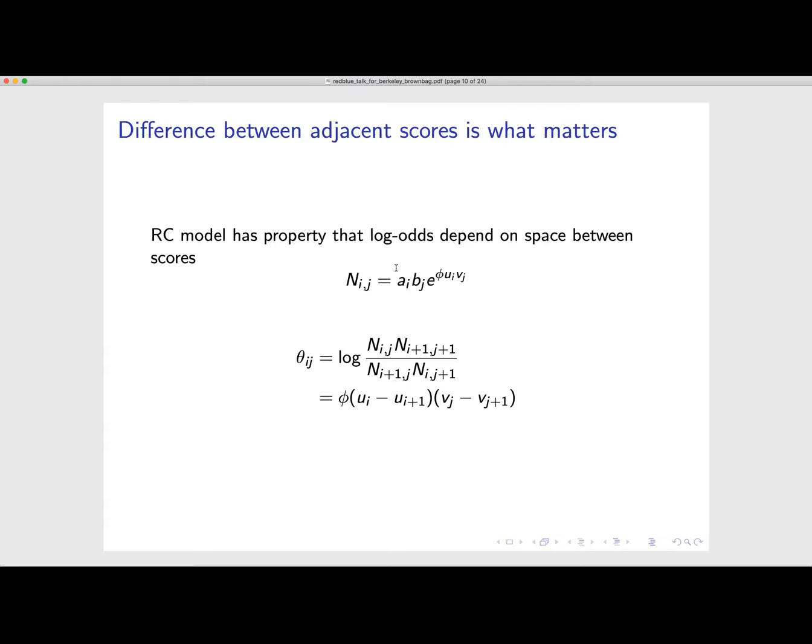but maybe just to get a little bit of intuition for those people who follow this kind of thing, the log odds in any 2x2 table that you can make in the bigger table are going to be determined by the space between the row scores or the column scores and this association. So if the u's are the same, then you'll have independence, and the log odds will be zero. And if they're very different, you'll get big numbers, so there will be big odds ratios.